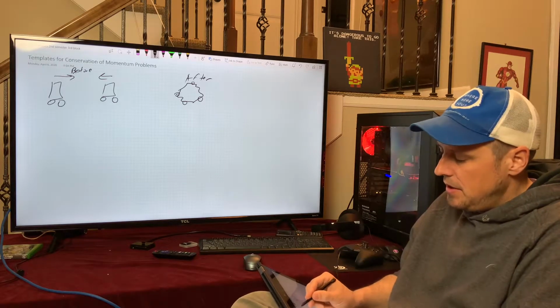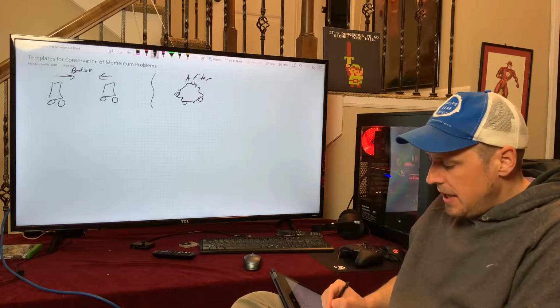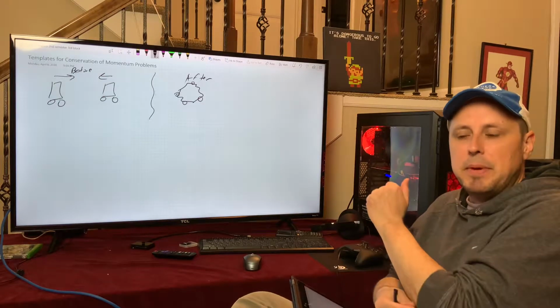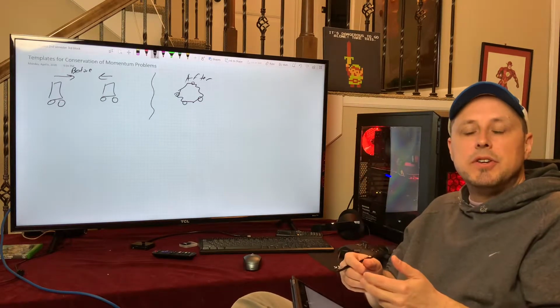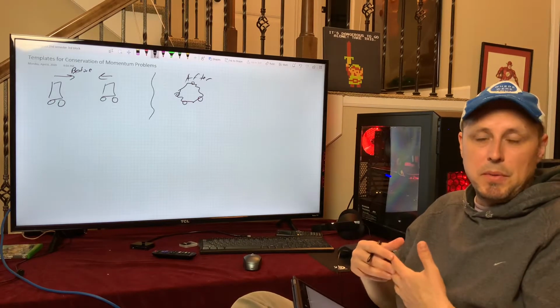There's the after. And when you're doing these problems, you are required to have a before picture and an after picture. So make sure you have a before picture and after picture. And at most, you're going to have two objects in any one of these pictures for our actual ones that we're doing with the problems.